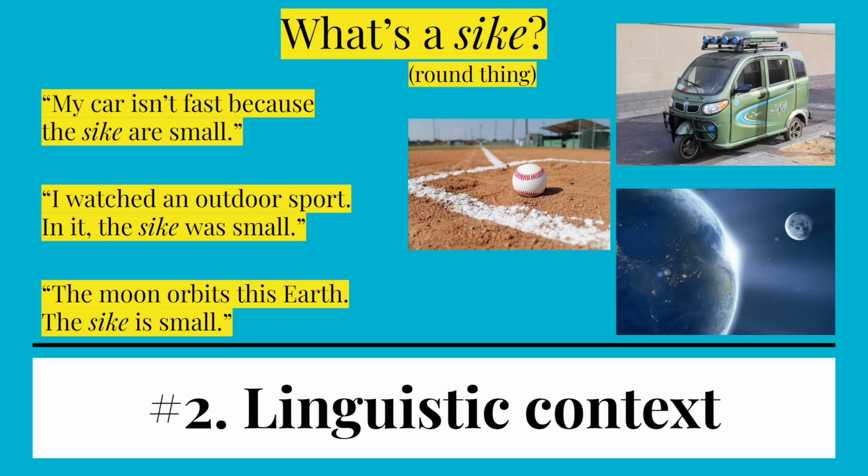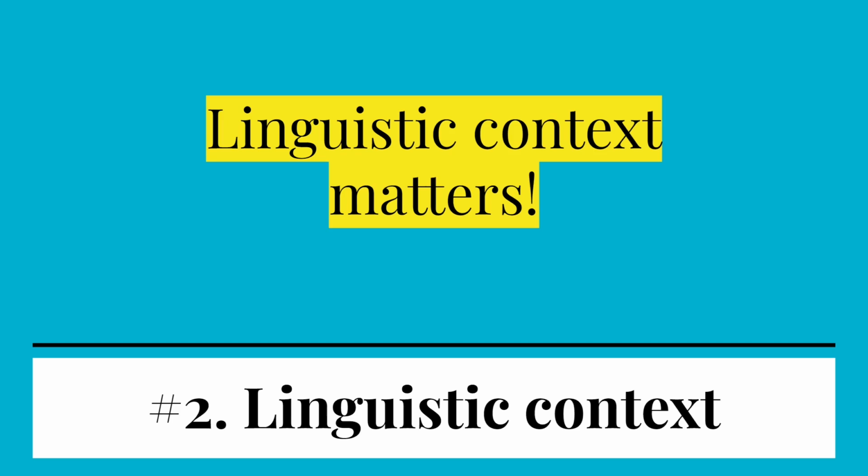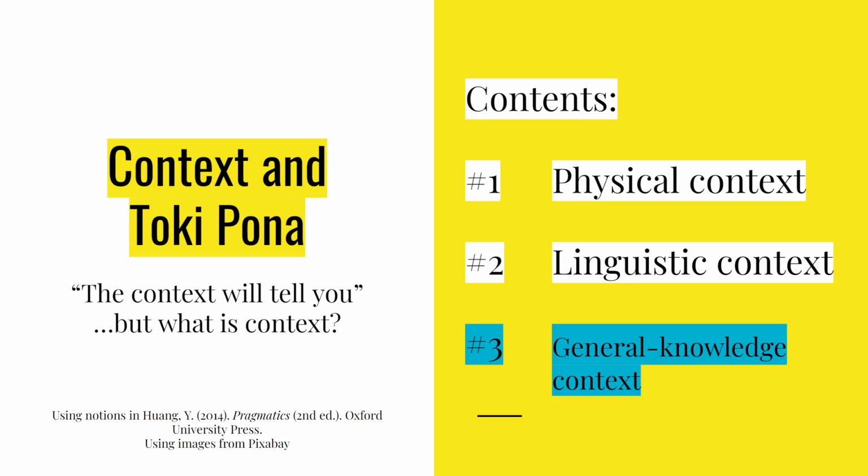That's a lot of words for sike. If we don't have those sike next to us, we need linguistic context. When one pays attention to the conversation, the meaning of a word can change a lot. Linguistic context is crucial. Now you know about physical and linguistic context, but there's a third I want to discuss, so let's move on to general knowledge context, also known as common ground.